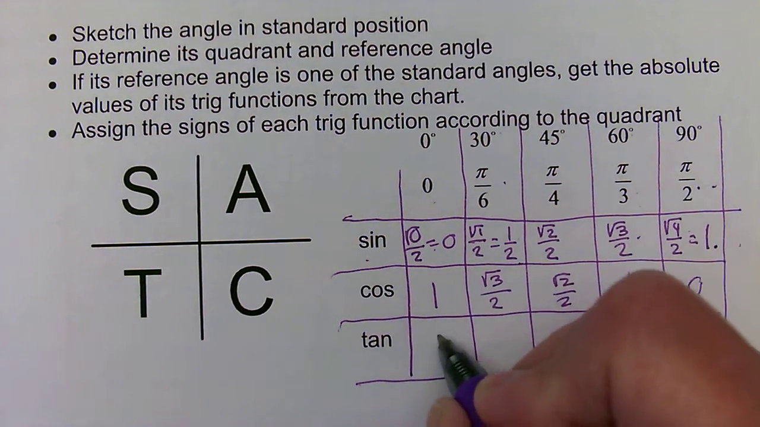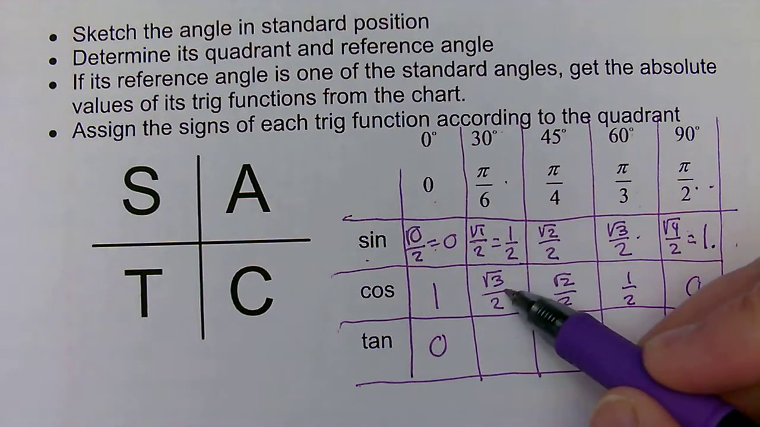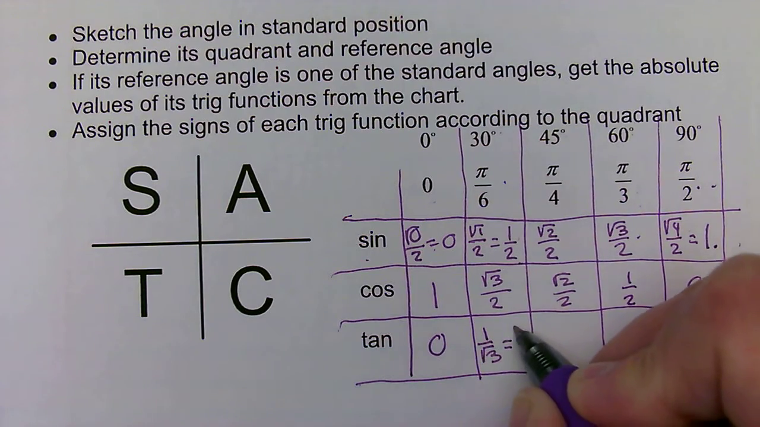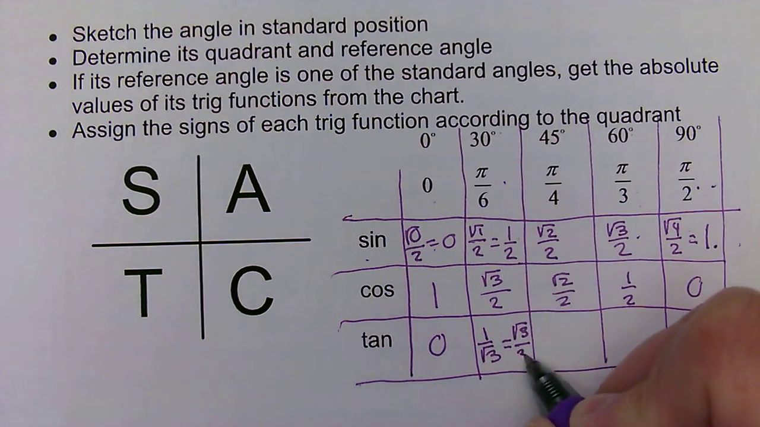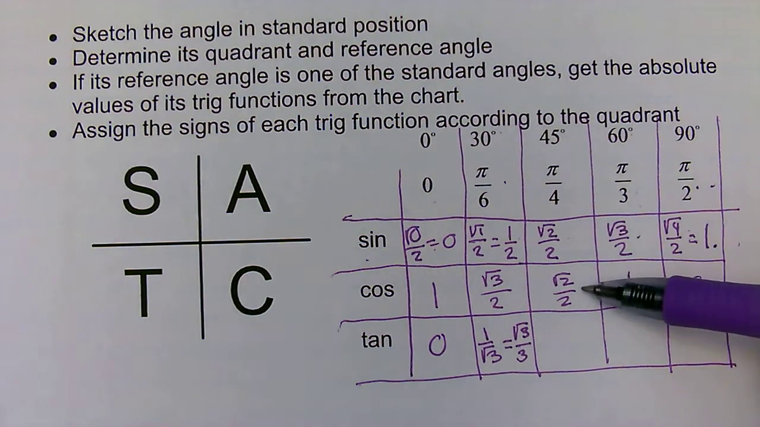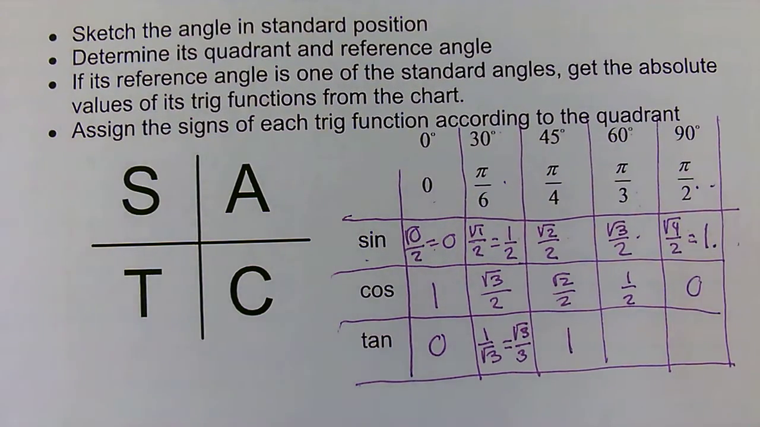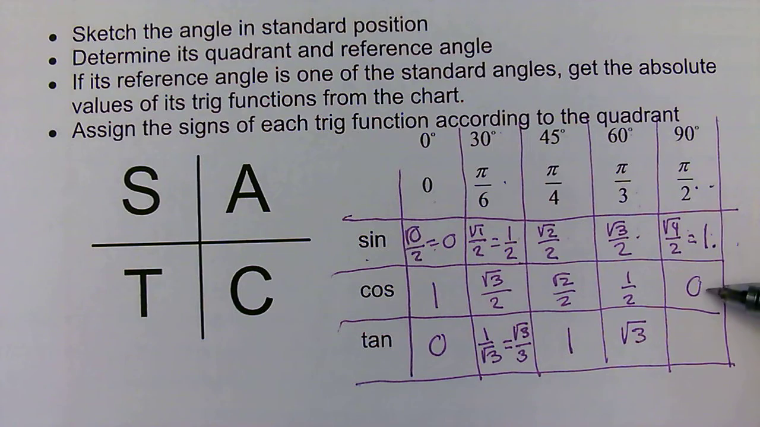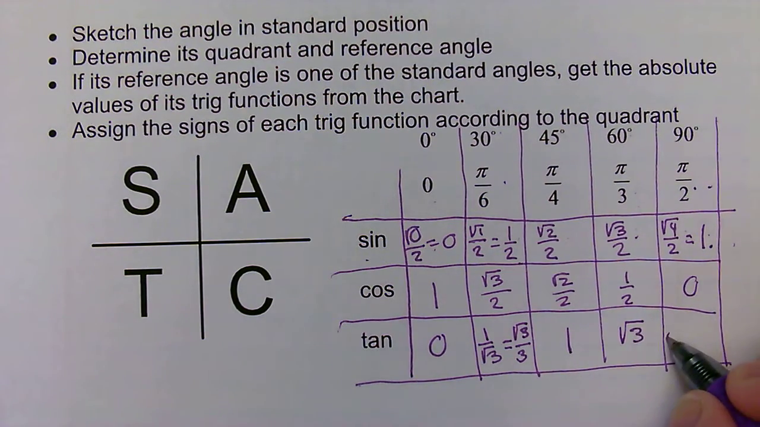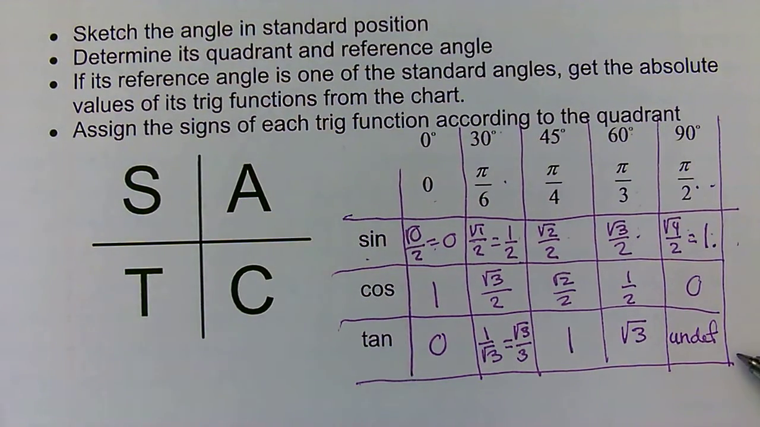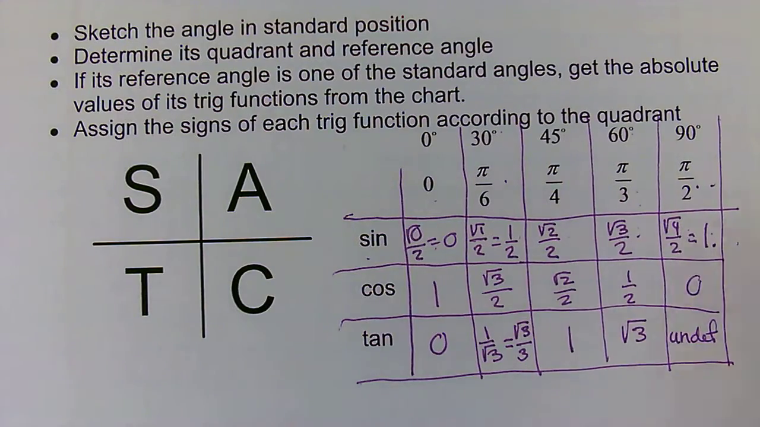So 0 divided by 1 is 0. 1/2 divided by square root of 3 over 2 is 1 over the square root of 3. Or if you don't like the radical in the denominator, you can rationalize that to the square root of 3 over 3. The square root of 2 over itself is 1, because anything over itself is 1. The square root of 3 over 2 divided by 1/2 is just the square root of 3. And 1 divided by 0, well, division by 0 is undefined. So that's undefined. And those are the values of the trig functions of all of these special angles.